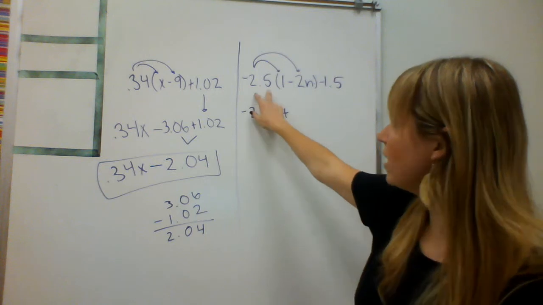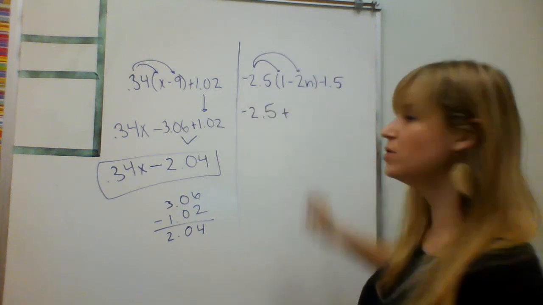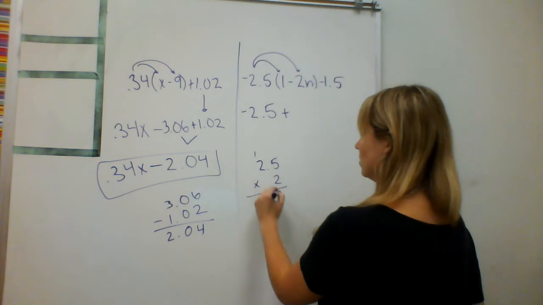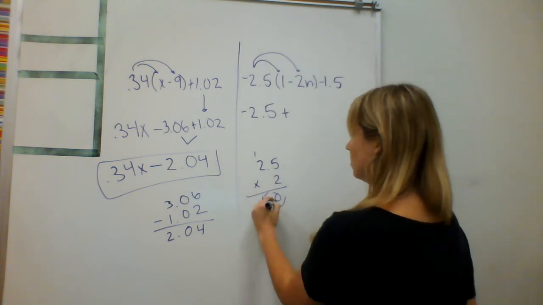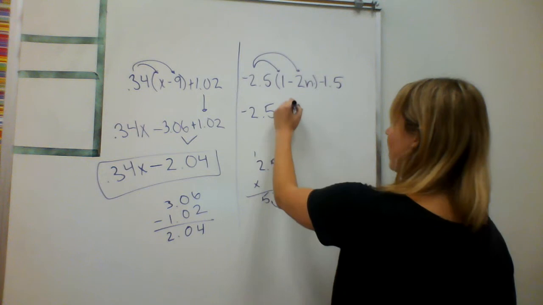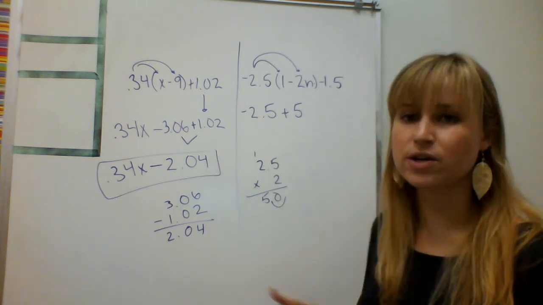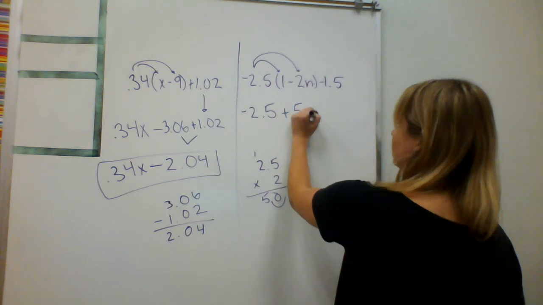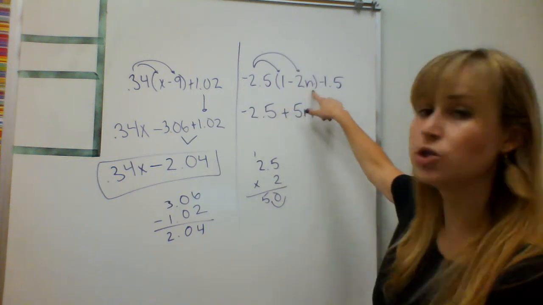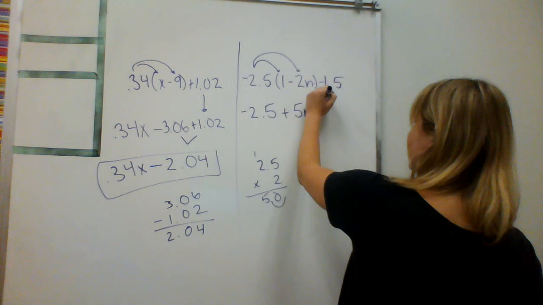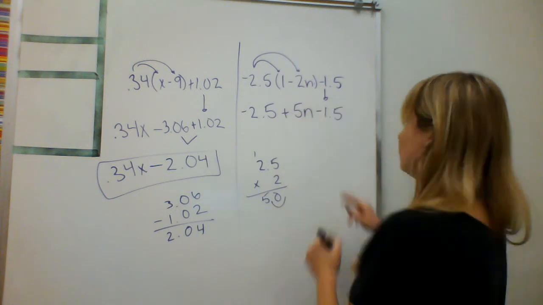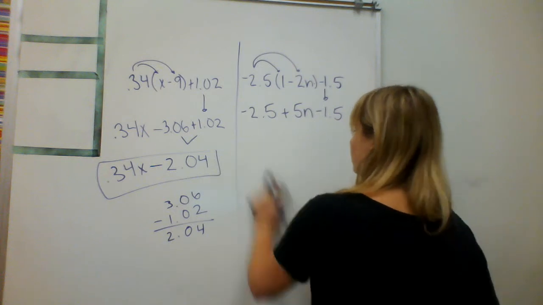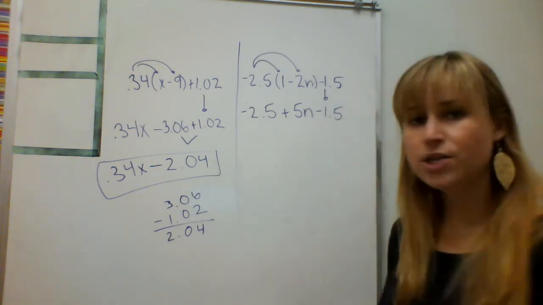Now, I need to multiply 2.5 times my coefficient, which is 2. So I'm going to do 2.5 times 2. That's 10, that's 5. So my answer is 5. I don't have to put that 0.0 because it's the same thing as 5. And then I'm going to bring down 5n, sorry. I need that n because it's 2.5 times 2n. And then I'm going to bring down this negative 1.5 because it was up here and it was outside the parentheses. The last thing I need to do is combine my like terms.